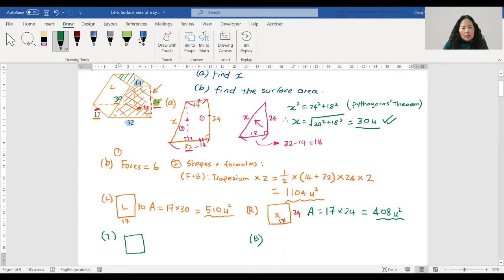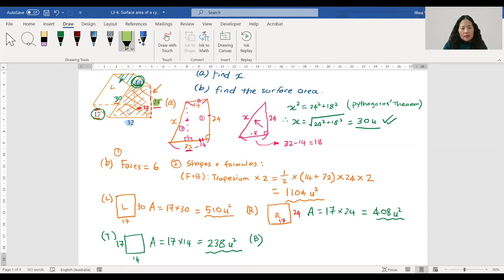So what I've got is that 17 here is the same as the 17 up here. So it's going to be 17 here, and the base here is 14. Okay, so that's my 14. So the area for my top rectangle is 17 times 14. If you put that in your calculator, you'll get 238 square units.